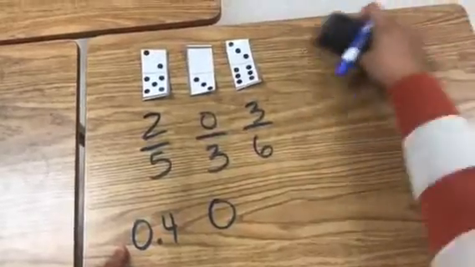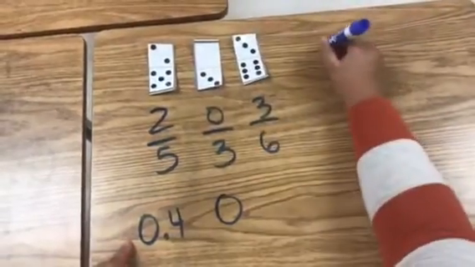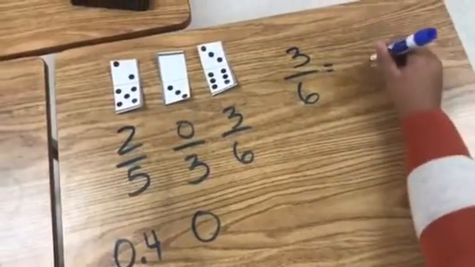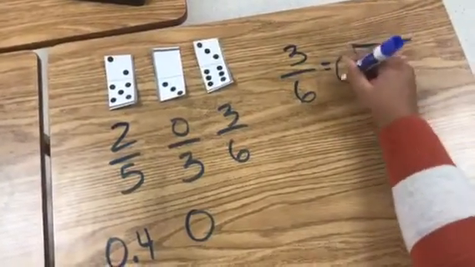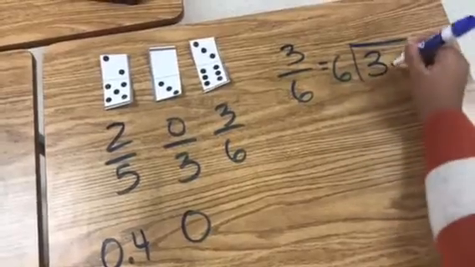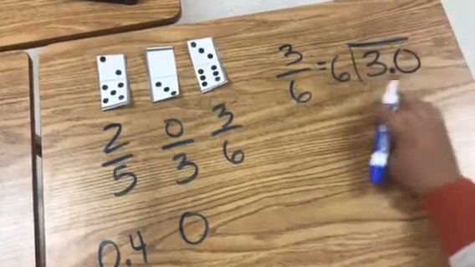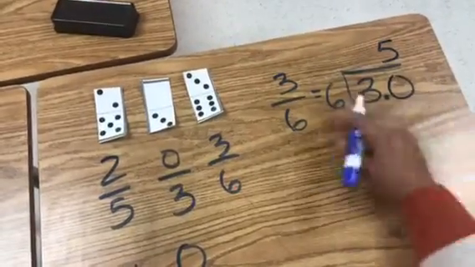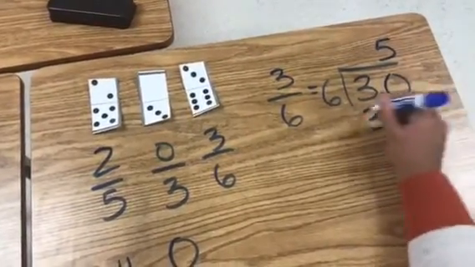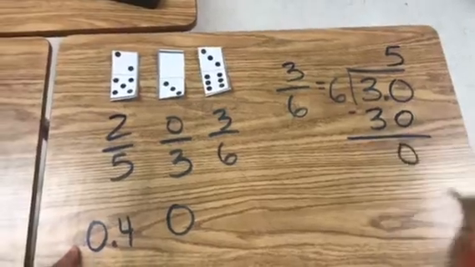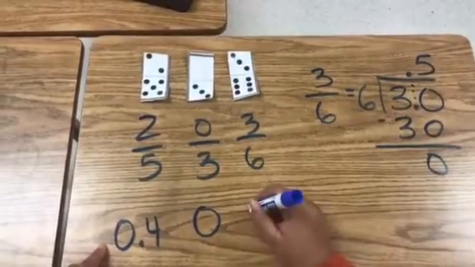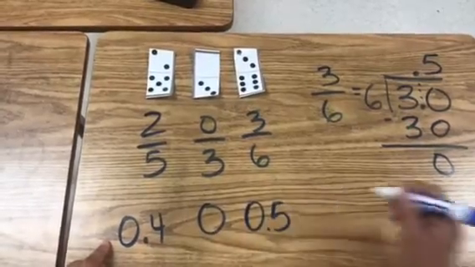Finally, we have our 3/6. So top in, 3, bottom out. 6 cannot go into 3. Add your decimal and 0. 6 goes into 30 5 times. 5 times 6 is 30. I get a remainder of 0. Bring up my decimal to get 0.5.